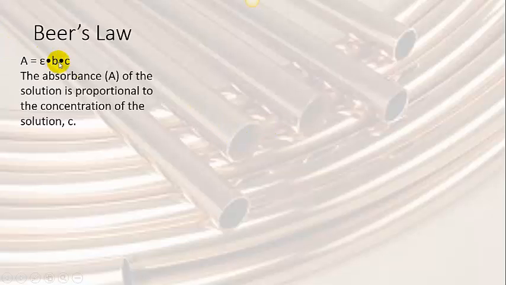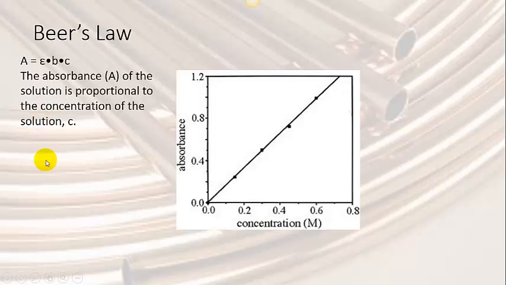Beer's law tells us that the absorbance, okay, so that was the number that we got from the detector that says how much light was missing, how much was absorbed, is proportional to, so if one goes up, the other one goes up, the concentration in the solution. So this is going to give us information about how much is in the sample. If we plot absorbance versus concentration, we get a straight line. Okay, so this is a Beer's law plot.